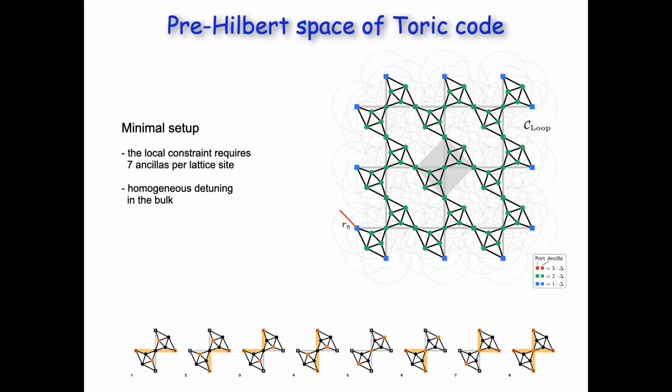It's blue at the edge because it's on a finite size sample. So if you extend it to the full lattice, the toric code can be achieved with a homogeneous detuning for the system. And it's easy to check that, yes, this configuration has all allowed loop configurations of the toric code.